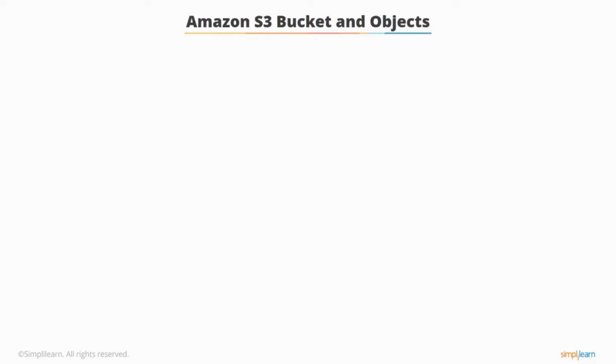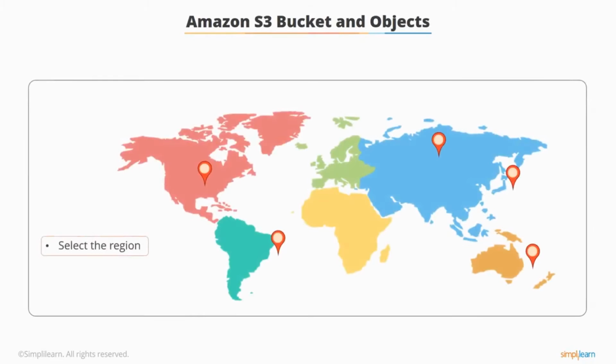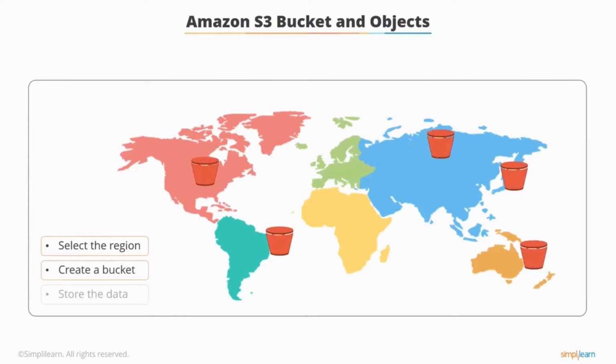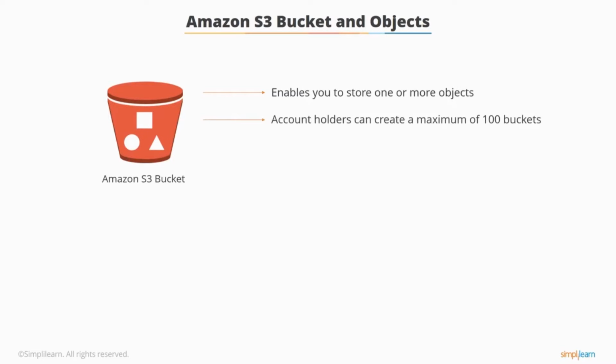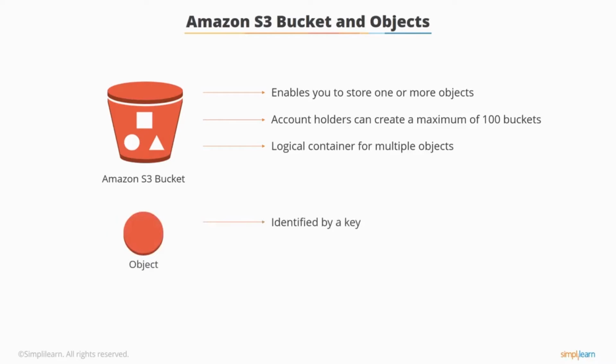Amazon S3 enables you to store data in 3 easy steps. Select the region where you want to store the data, create a bucket, and then store the data. A bucket enables you to store one or more objects. As an account holder, you have the permission to create a maximum of 100 buckets. Each bucket is a logical container for multiple objects, and each object is identified by a key. The size of an object can be up to 5 terabytes.